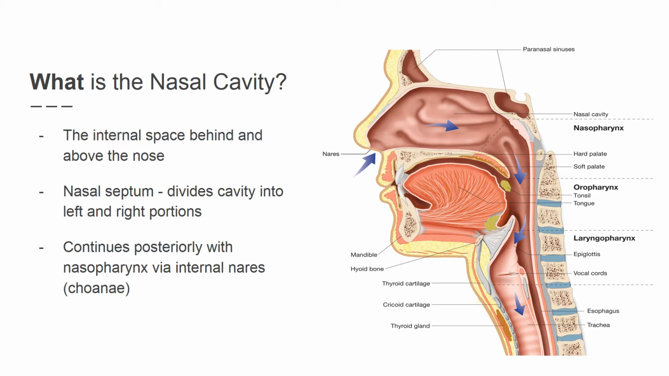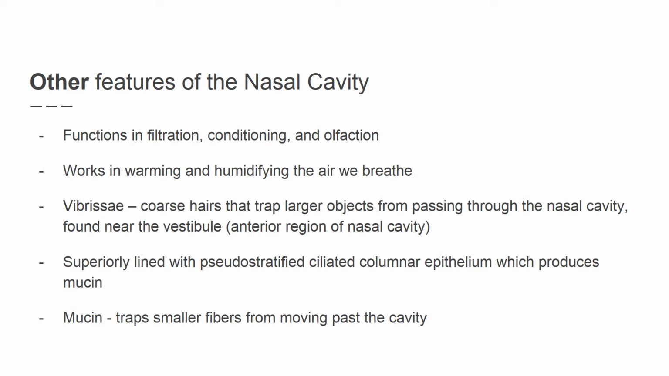From the nose, air moves into the nasal cavity. This is the internal space behind and above the nose. It is divided into the left and right portions by the nasal septum. The posterior portion is continuous with the pharynx through the internal nares. The nasal cavity has functions in filtration, conditioning, and olfaction.